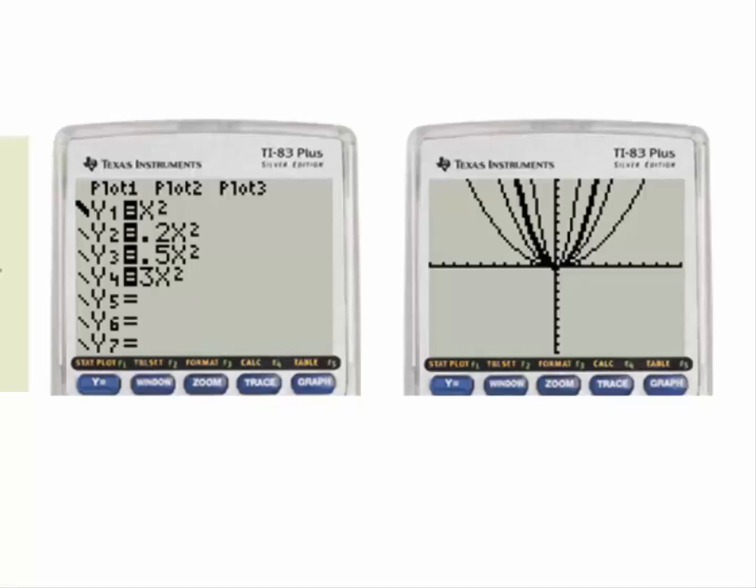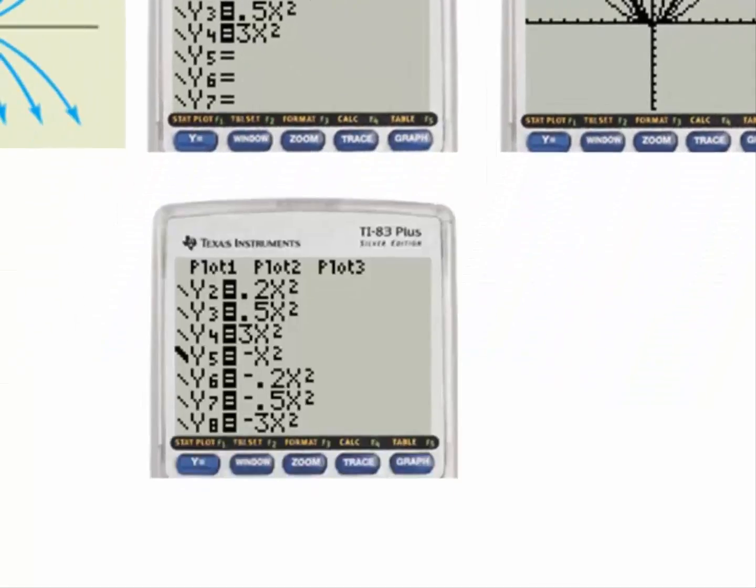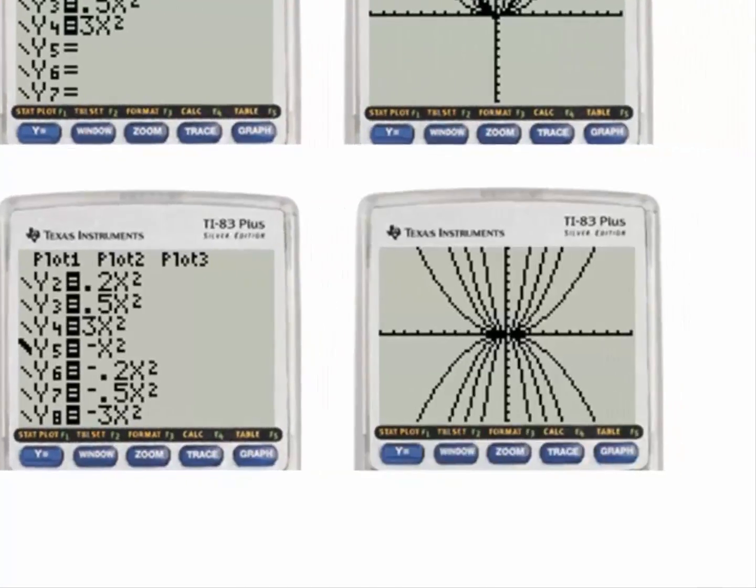To get the bottom ones, all we have to do is make all the a's negative. So we have negative 1 times x squared, negative 0.2 times x squared, negative 0.5 times x squared, and negative 3 times x squared. And this is our graph. So we have this family. So we can summarize this family of parabolas by changing the sign and also the value of a.